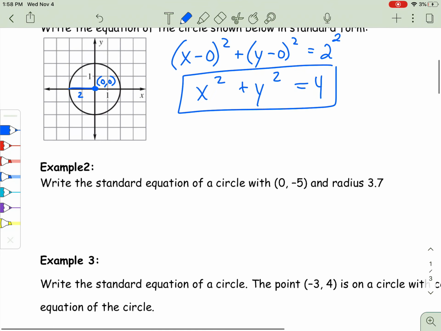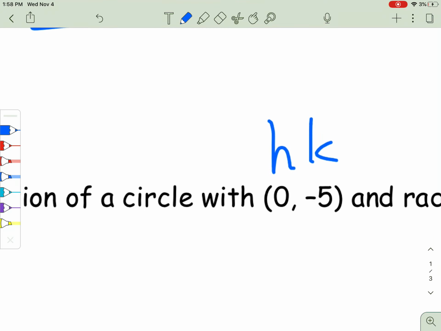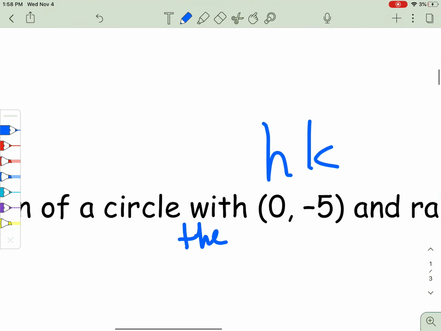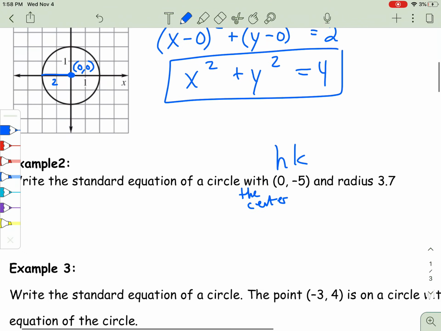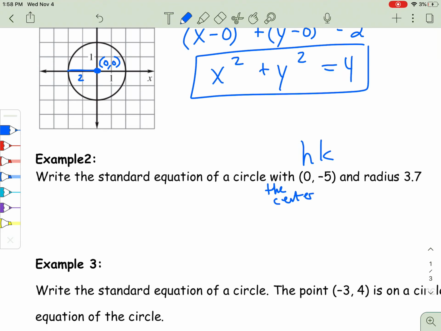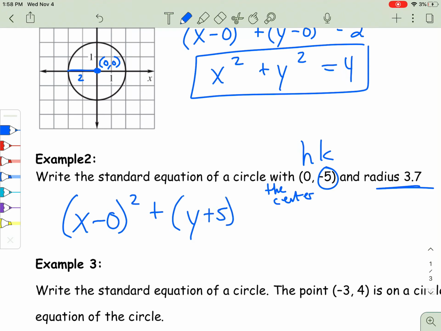All right, example 2 gives us another point with the center at 0, -5, and the radius is 3.7. So my center is my h, k, and then this is my radius. So I'm going to plug those in. So I have x minus 0 quantity squared plus y, and this is a -5, so I'm going to change it to a positive inside the parentheses, equals 3.7 squared.